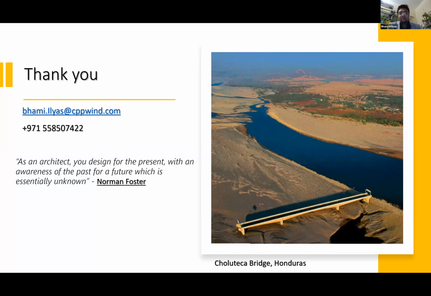I have an example, in fact, a snapshot of a bridge here, Choluteca Bridge in Honduras. This particular bridge is an example of when there was a hurricane called Mitch that went across, and this is a resemblance to look at.